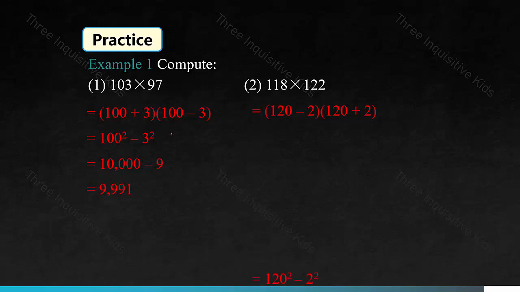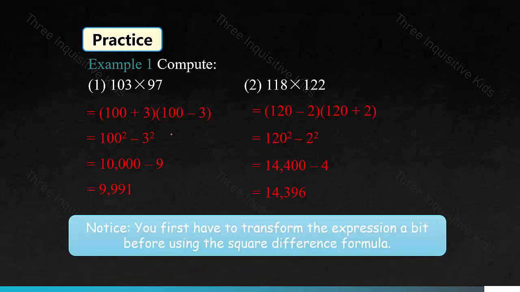We apply the square difference formula and we get 14,396. You first have to transform the expression a bit by yourself before using the square difference formula. So, of course, we couldn't just use the square difference formula as our first step. We first had to rewrite each term.